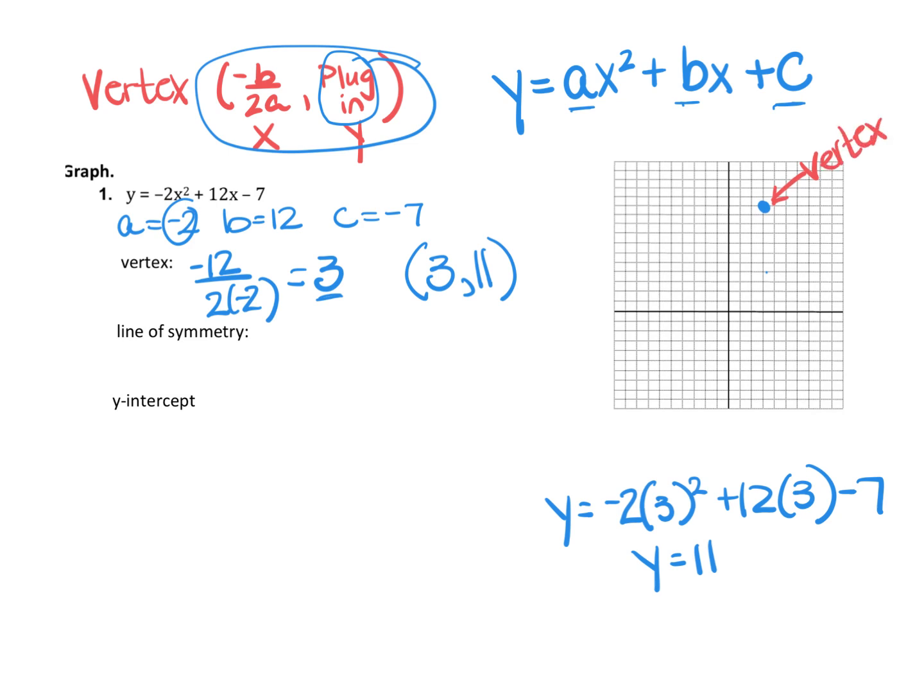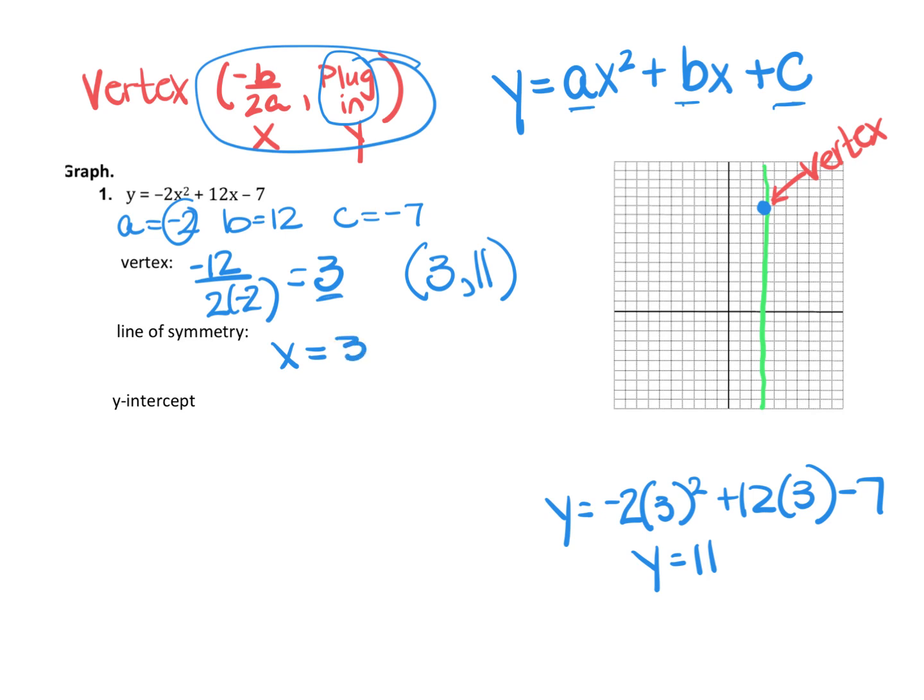Now, we're going to identify what we call the line of symmetry. It's going to go straight down through the parabola. If I were to write an equation for that line that goes straight down, it would be x is equal to 3. It's a vertical line, and it goes through the x. So our line of symmetry is x is equal to 3.